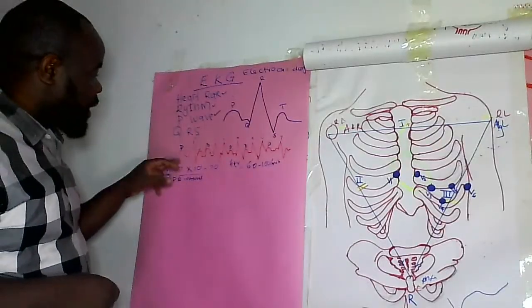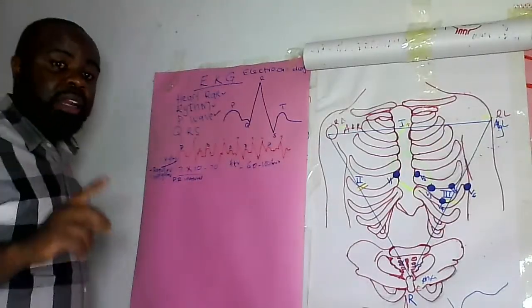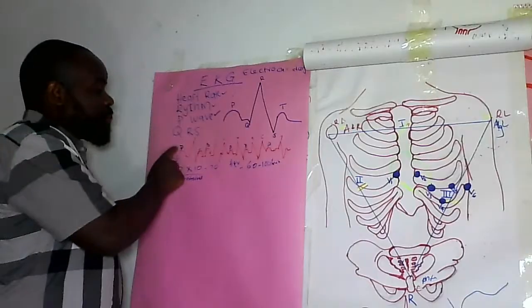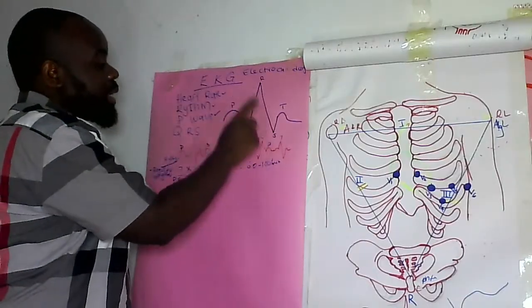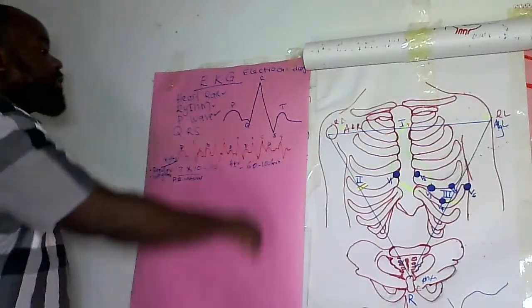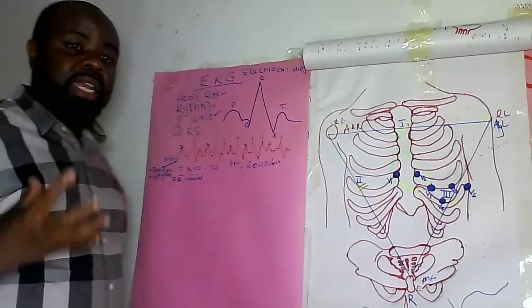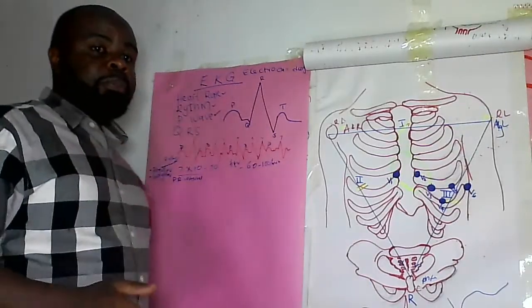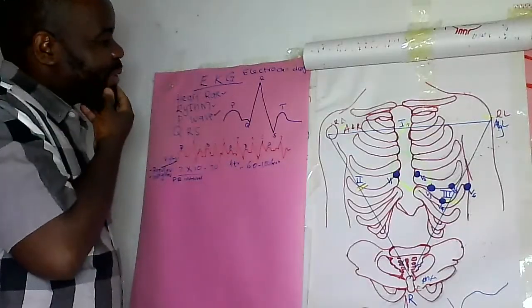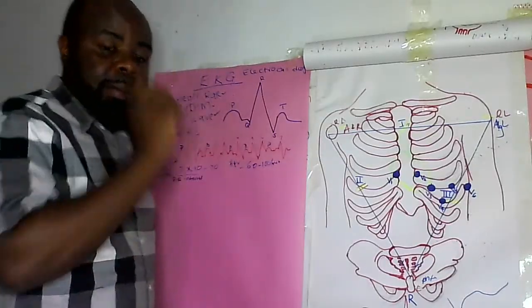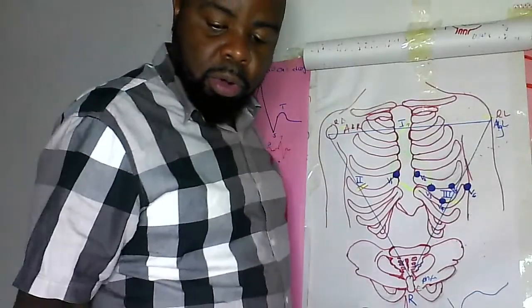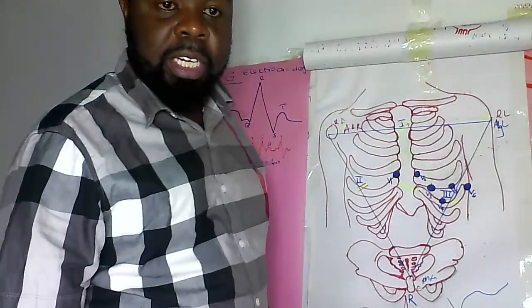P wave: you check, are they there? Are they normal? It's there, it's there, it's there. Safe. And then we have the QRS complex. Are your ventricles depolarizing and contracting to push blood? Check, is it wide or irregular? We are talking about several things here that are very important in diagnosis.